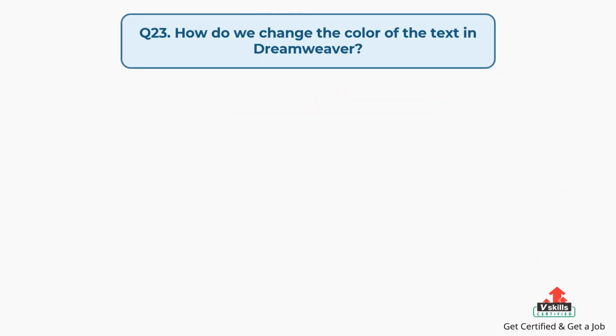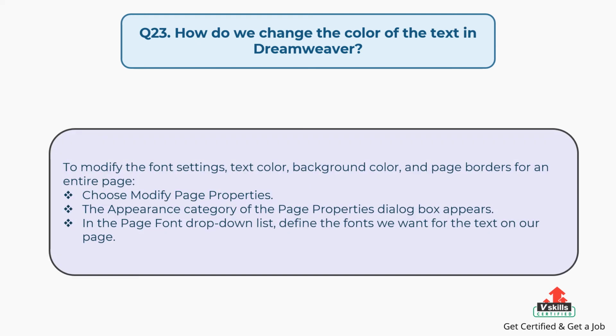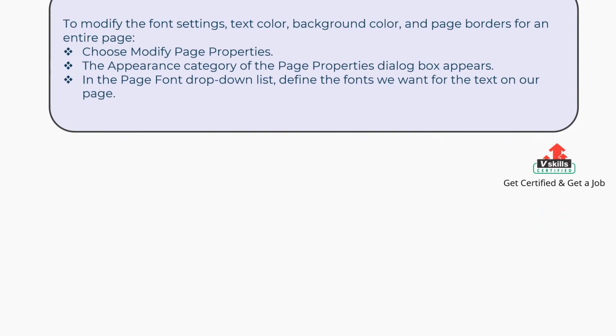Question number 23. How do we change the color of the text in Dreamweaver? The answer is, to modify the font settings, text color, background color, and page borders for an entire page. Choose Modify, Page Properties. The Appearance category of the Page Properties dialog box appears. In the Page Font drop-down list, define the fonts we want for the text on our page.